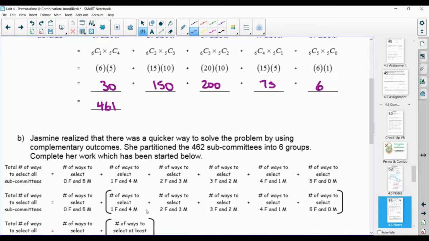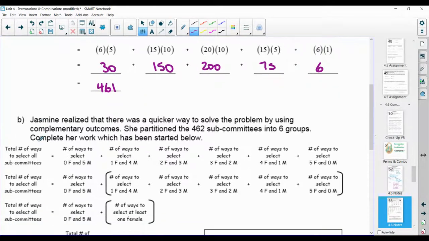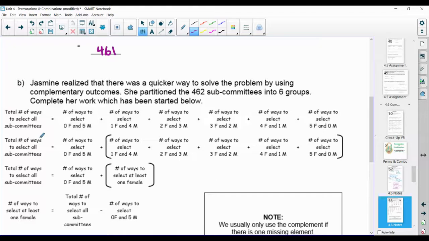So there's got to be an easier way. So another student, Jasmine, looked at this and said that I can't do this. There's got to be an easier way. And I think I'm picturing a few people in my class thinking the same thing. So what she looked at is she said, okay, well, all of the ways that we can select these subcommittees, that would be 0 females and 5 males, 1 female and 4 males, and so on. And so really, all of these are the ones that we care about. The ones in brackets are the ones we care about. 1 female, 2 females, 3 females, 4, and 5.